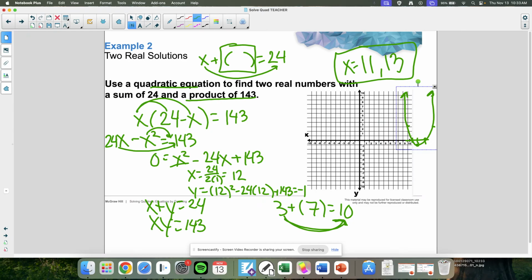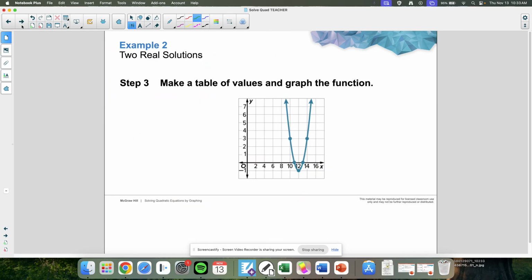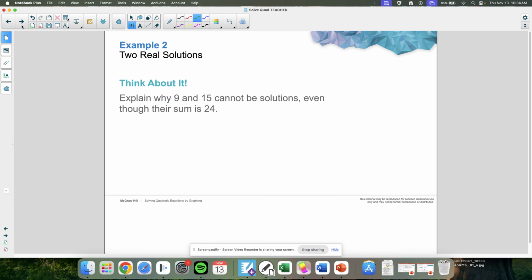Something to ponder. You guys do not have this in your notes. Even though 9 and 15 add together to 24, why can't 9 and 15 be our solutions? Yeah, they don't multiply to 143. So it has to fit both parameters.